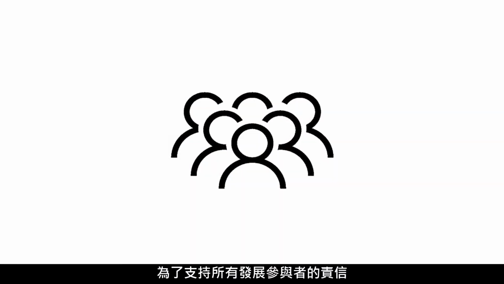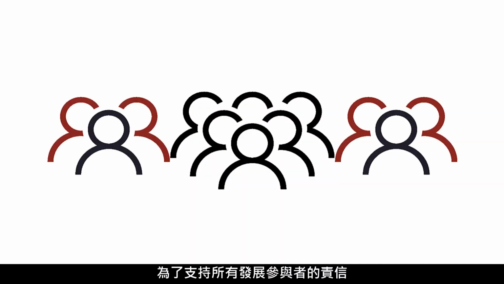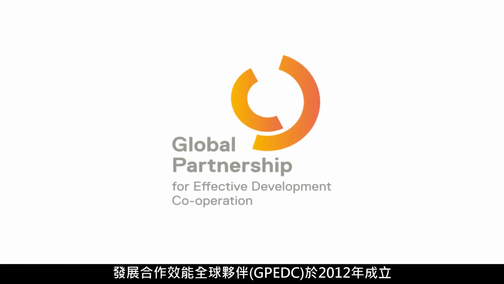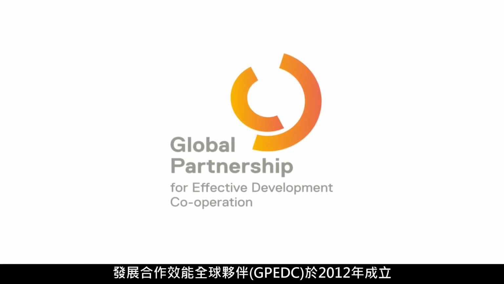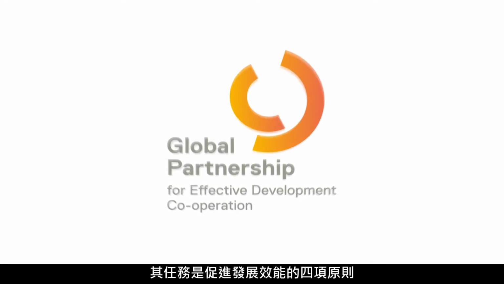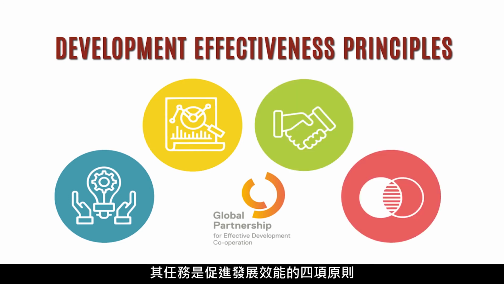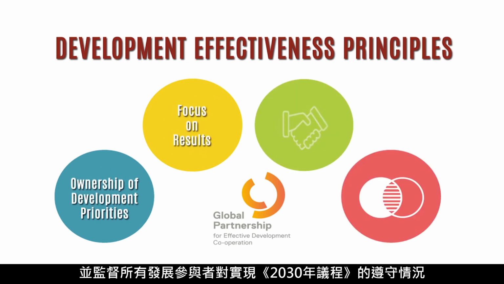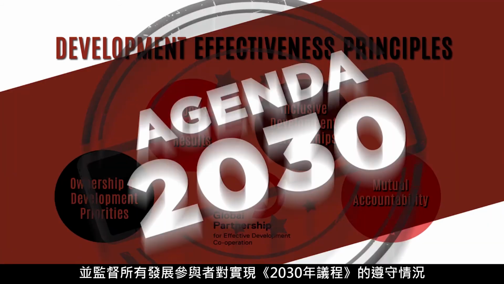To support in exacting accountability from all development actors, the Global Partnership for Effective Development Cooperation, or GPEDC, was founded in 2012. It is tasked to promote the 4 principles of development effectiveness and to monitor the adherence of all development actors toward achieving the Agenda 2030.